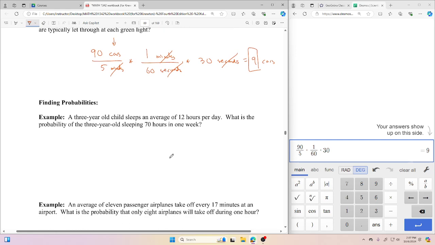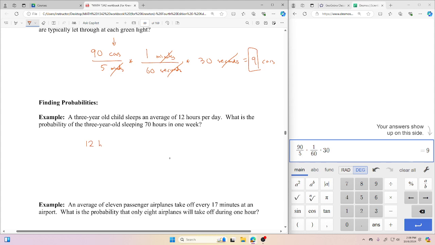All right. Now we can finally go and use probabilities here. I'm going to show more of the GeoGebra side of things. A 3-year-old child sleeps an average 12 hours a day. What is the probability a 3-year-old sleeps 70 hours in 1 week? So notice that we're converting days into weeks. So I need an average per week.